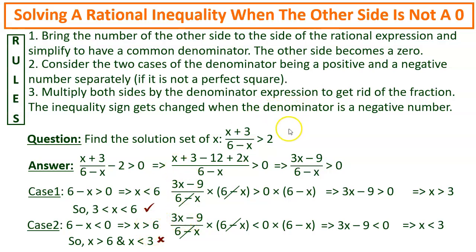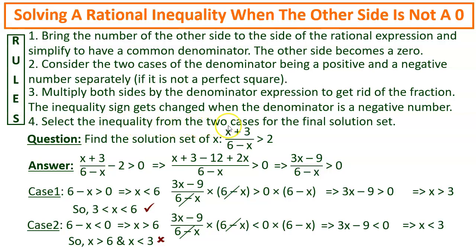Okay? So rule number 4. Select the inequality from the two cases for the final solution set. Now we are having two cases and we have got two solution sets. But it is not that we are having a tick for both of them. If we have a tick for both of them, we have to consider what will be the common solution set. But over here we are seeing that we are having only one tick. This cannot be taken. So this will be the answer. This will be the final solution set.